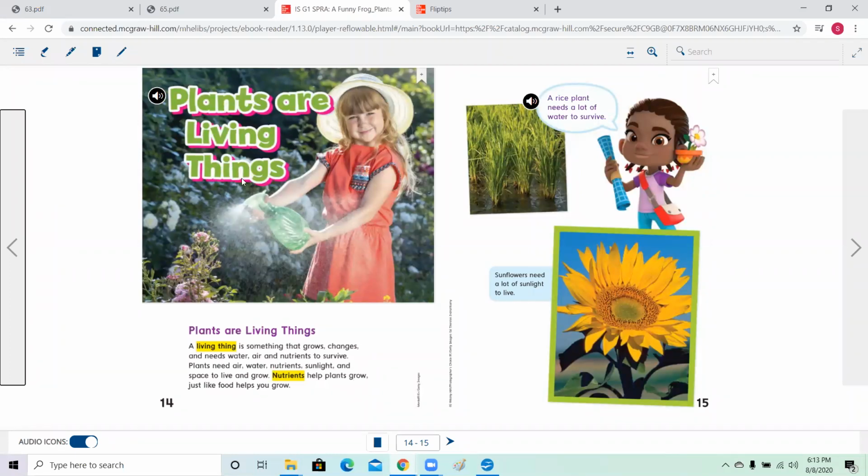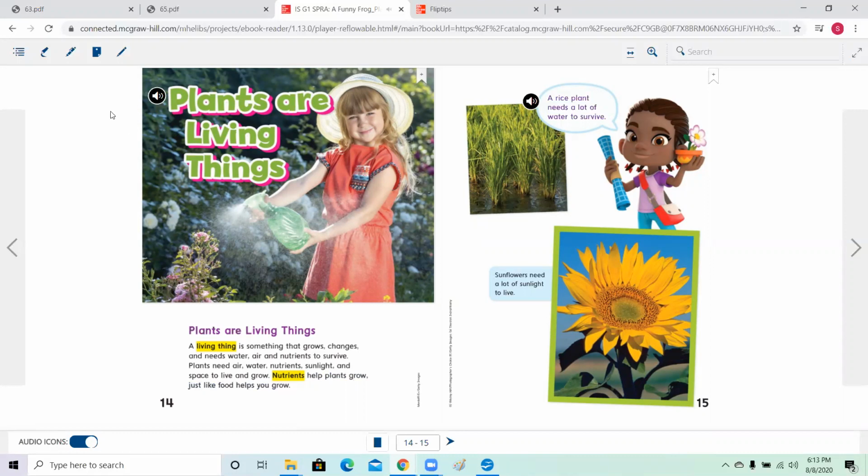Plants are living things. A living thing is something that grows, changes, and needs water, air, and nutrients to survive. Plants need air, water, nutrients, sunlight, and space to live and grow. Nutrients help plants grow, just like food helps you grow.